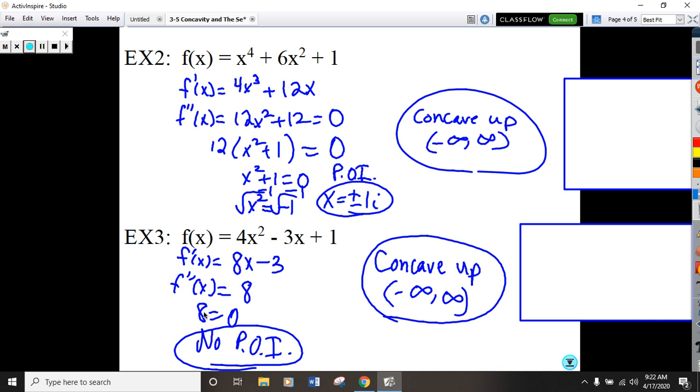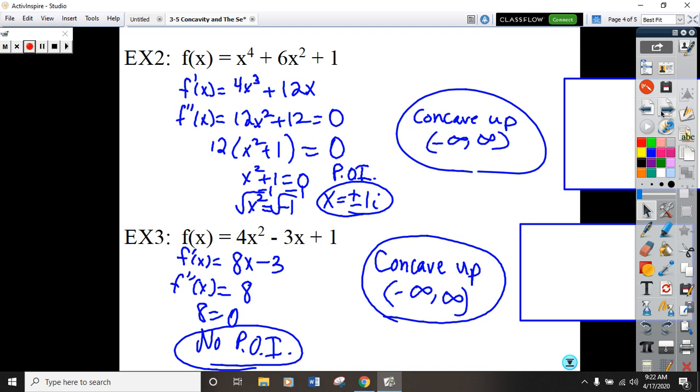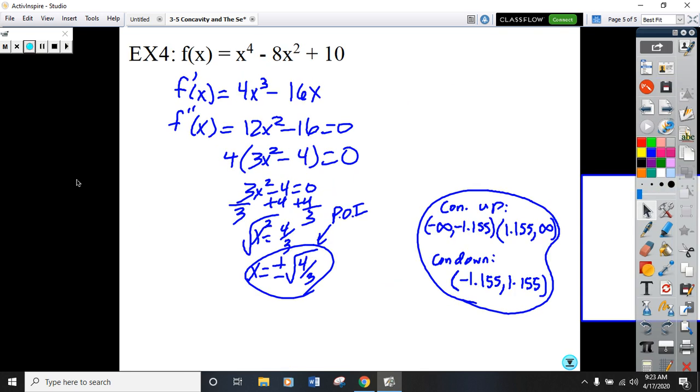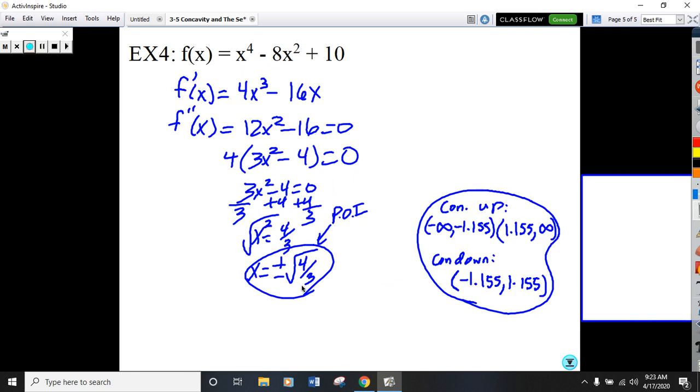This graph had no point of inflection because you couldn't solve the second derivative because it was just a number. But again, you can still find concavity, so it's either concave up or concave down, depending on the sign of the number. So if it's positive, again, it's concave up, negative, concave down. And then this one had 2 points of inflection when we solve it. Positive square root of 4/3 and negative square root of 4/3. So when you look at that, there's actually 3 intervals of concavity because it switches sign twice.